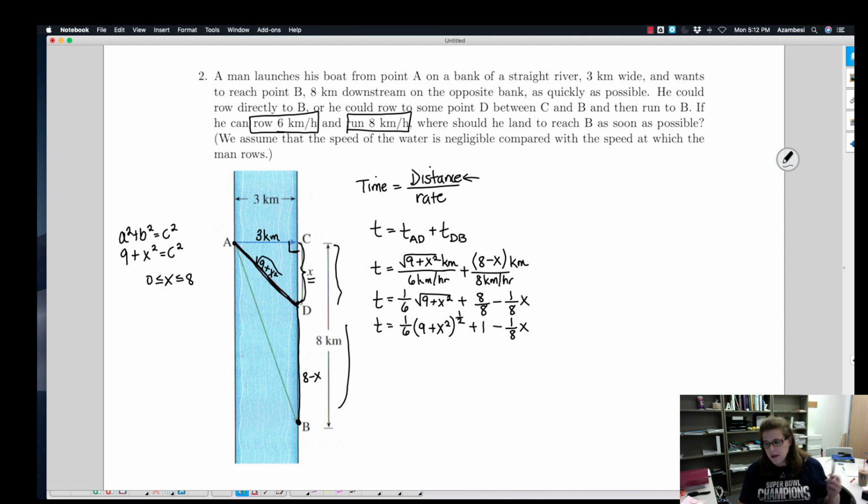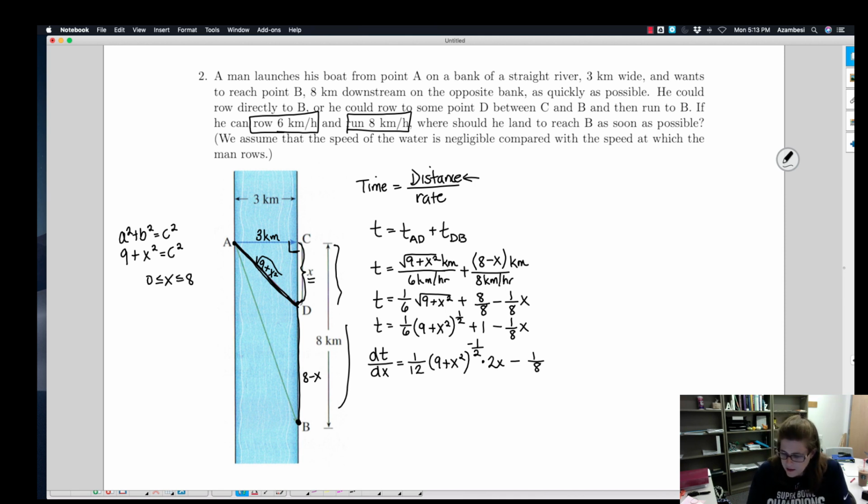All right, we are working on minimizing this thing, so we need to take a derivative. So dT/dx is equal to, bringing the 1/2 down, I get 1/12 times (9 plus x squared) to the negative 1/2 power times the derivative of the inside, so times 2x. And the 1 goes to 0 because it's a constant, and then I have minus 1/8.